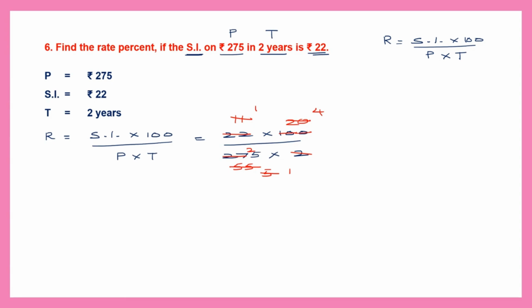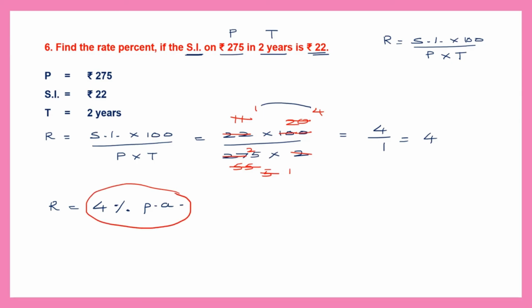Now what do we have in the numerator? We have 1 into 4 is 4, and in the denominator we have 1. 4 by 1 is 4. So now we have found the rate. Rate of interest is 4%, and as you can see the time in years. So this will be 4% per annum. So let's write that down, 4% per annum. So we've got our answer. We have found the rate of interest to be 4% per annum.